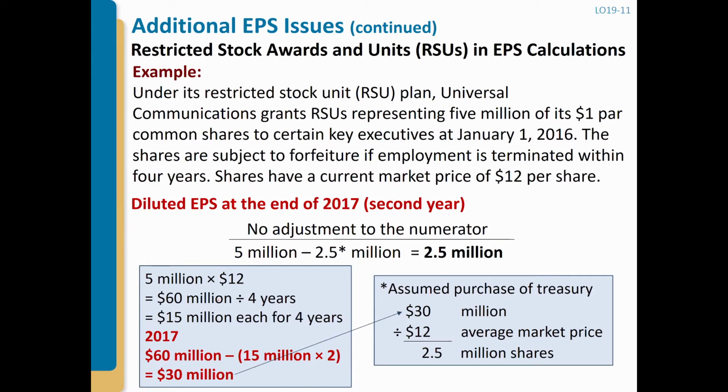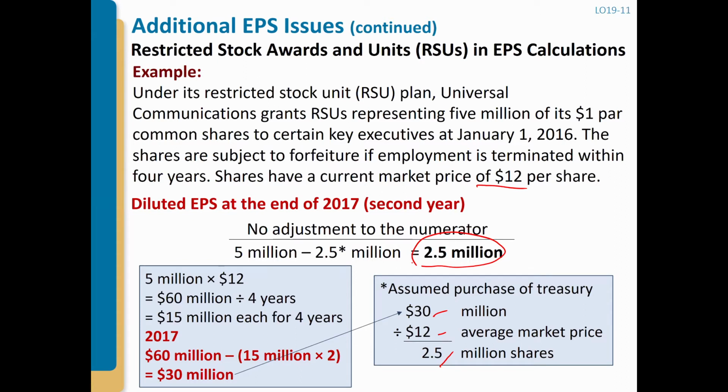Then we use that $30 million divided by the market price. Let's assume the market price now is 10. So 30 divided by 10, you get 3, okay? So then we can purchase back 2.5 million shares in this case. So the net increase is going to be 5 minus 2.5, which is 2.5 million, and that should be added to the denominator.